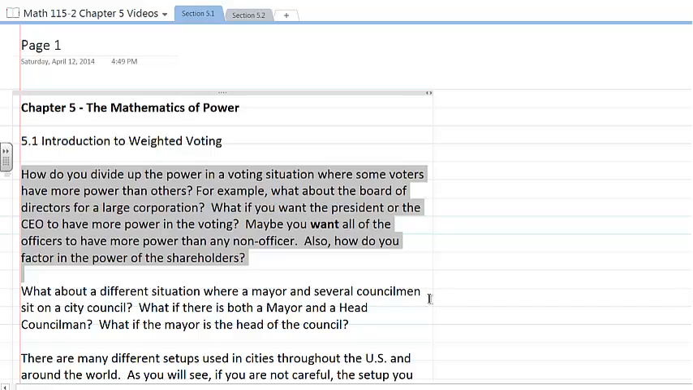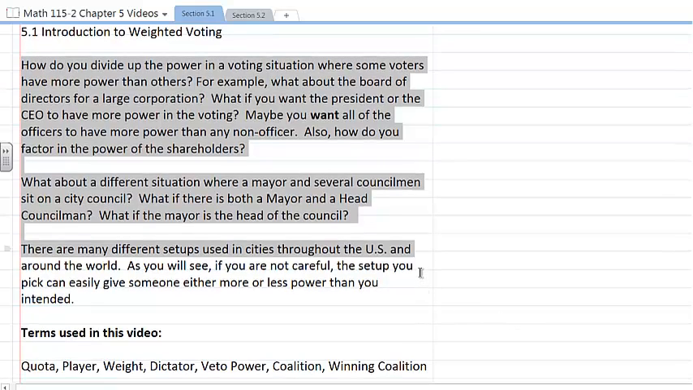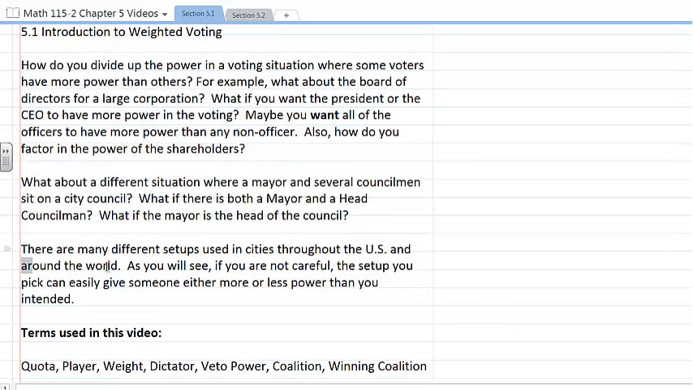All right, another situation. What about a different situation where a mayor and several councilmen sit on a city council? What if there's both a mayor and a head councilman? What if the mayor is the head of the council? There are many different setups used in various cities and organizations throughout the United States and around the world. As you will see, if you are not careful, the setup you pick can easily give someone either more or less power than you intended. What this chapter is about is the math behind figuring out just how much power people have.